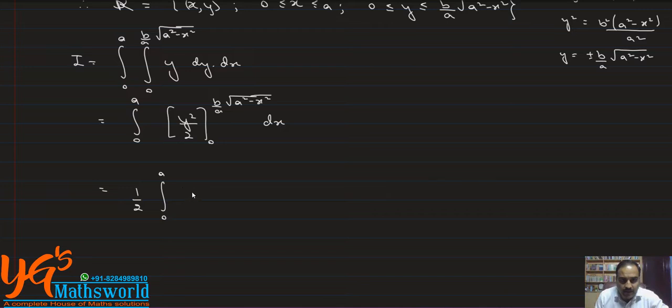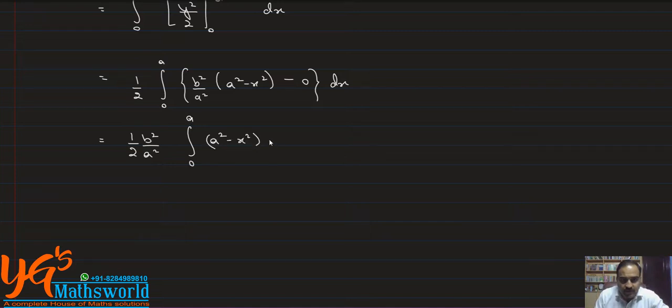0 to a, upper limit, it will be b square upon a square. Now root and square will be cancelled out, so it will be a square minus x square, lower limit is 0, into dx. So it will be 1 by 2 b square upon a square to be taken as common. 0 to a, now we have a square minus x square into dx.